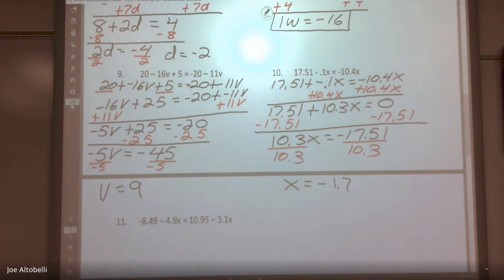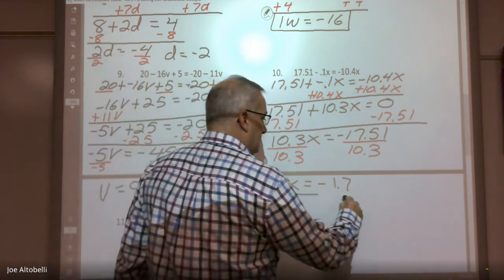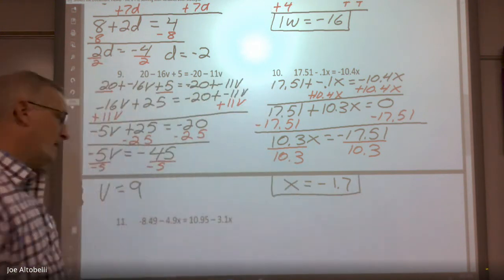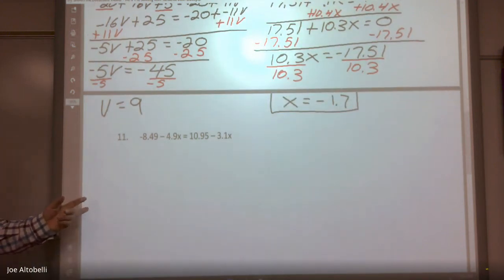If you did this on a calculator and you get a bunch of numbers that carry out on the problem, you probably made a mistake on the IXL when you get to the IXL. Okay, so we get a negative 1.7. Questions? Okay, let's take a look at number 11.